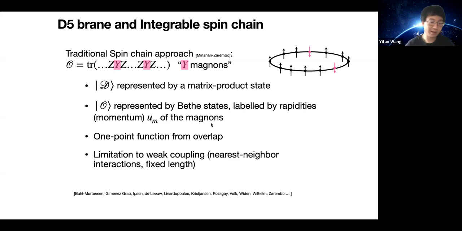Perhaps a more physical picture. As I said, there's some limitation of this traditional spin chain method because of the weak coupling assumption. But there's a physical setup that naturally allows us to graduate from this spin chain description. That is the integrable field theory, which takes into account an indefinite number of these magnon insertions, for example, and finite coupling effects.